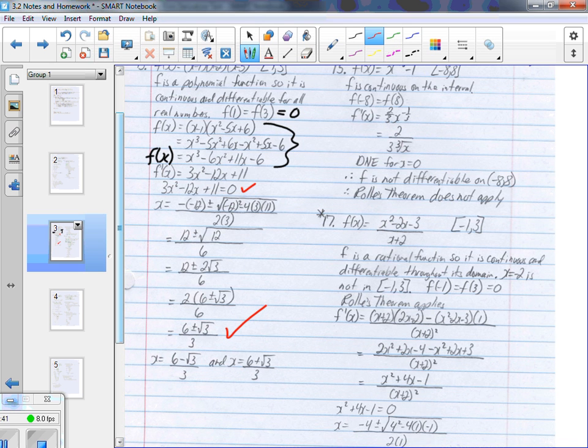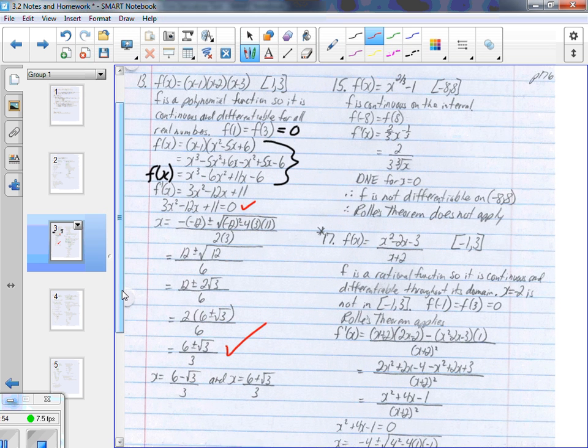Now, from 1 to 3, that's a pretty small interval. So I'm not real confident that both of those numbers are going to be in the interval from 1 to 3, but they are. And if you don't trust me, use your calculator, punch them in, and you'll see that they are.